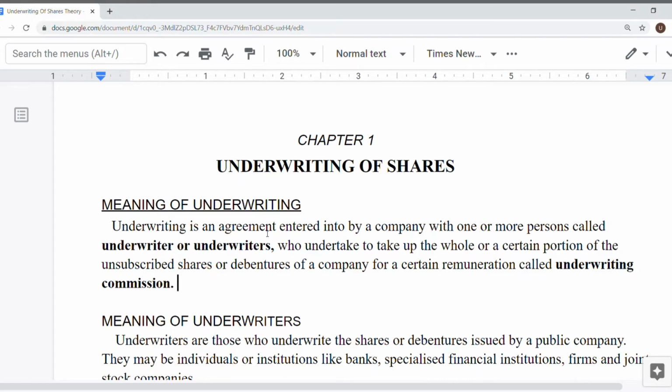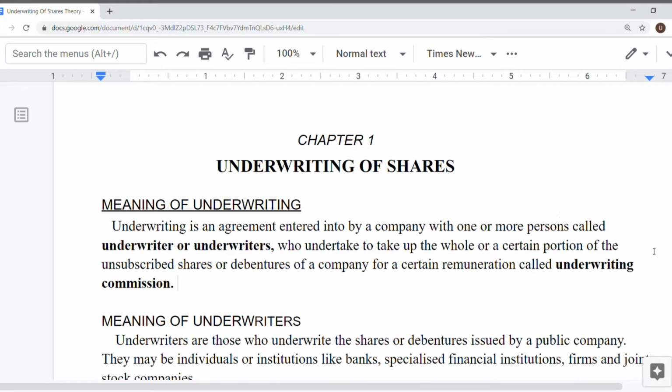issued by the public company for a certain amount of remuneration called underwriting commission. So I'm going to read out the meaning of underwriting. From this, you'll better understand the meaning of underwriting. So please concentrate. Underwriting is an agreement entered into by a company with one or more persons. So an underwriter can be one person, or there can be two or three persons who will underwrite the shares or debentures of the company.